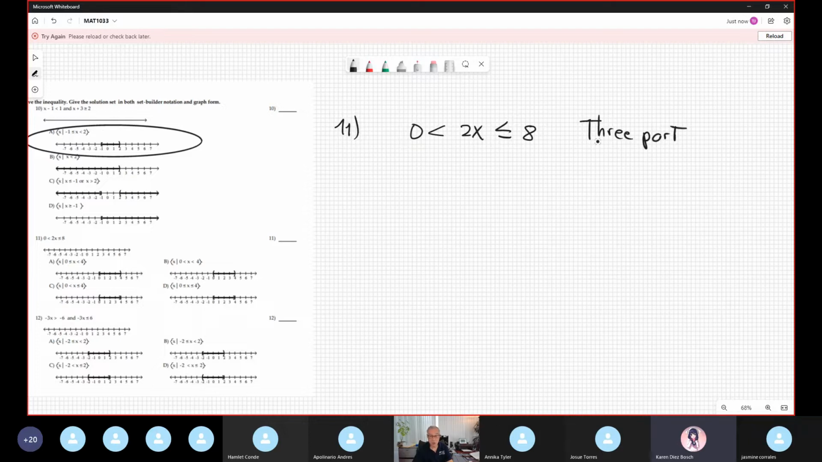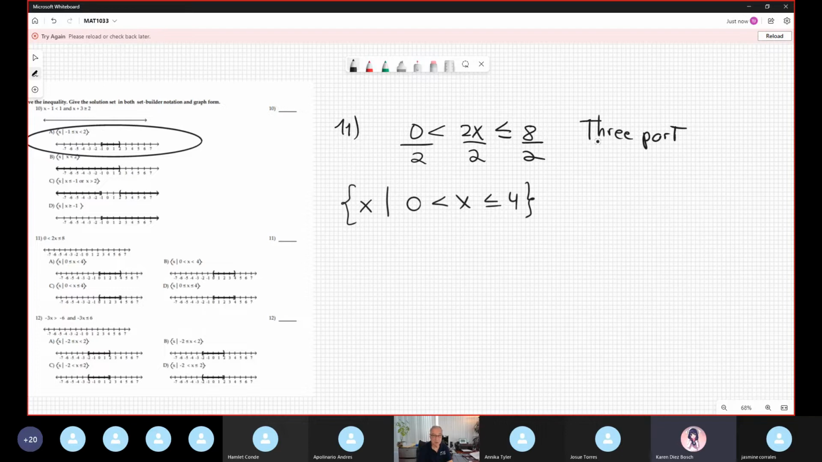So if you want to isolate the x, you divide by 2, and divide by 2. 0 divided by 2 is 0. X alone, and it's a 4. Nice. Now, you write like that. If you want set-builder notation, you put the curly bracket, you put the variable x, such that, that's it.